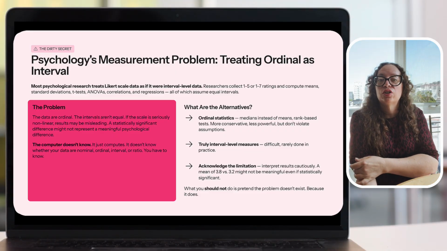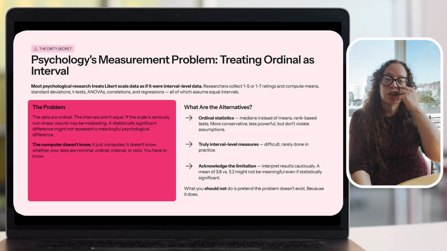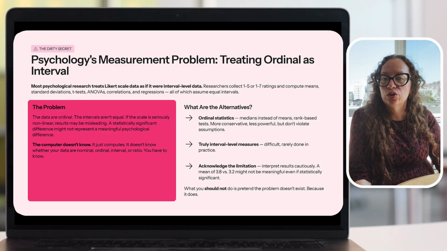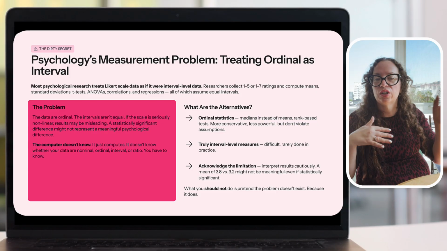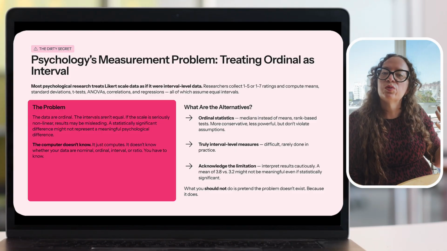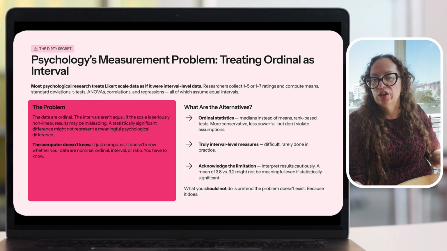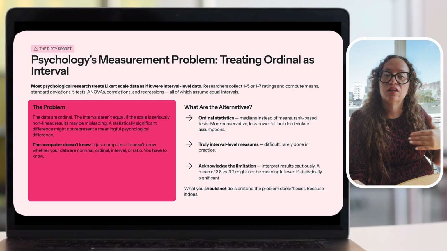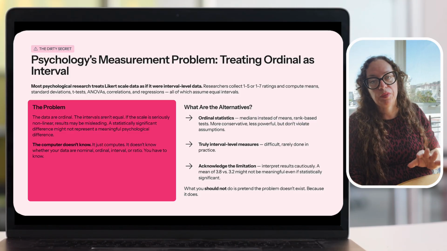So here's a dirty secret about psychology. Most psychological research treats Likert scale data as if it were interval level data. Researchers collect ordinal data, 1 to 5 ratings, 1 to 7 ratings, and then they compute means and standard deviations. They run t-tests and ANOVAs. They do correlations, all these things we'll talk about later. All of these procedures assume interval level measurement. They assume that the intervals are equal, that the difference between 1 and 2 is the same as the difference between 4 and 5, but the data are ordinal. The intervals are not equal. Is this a problem?